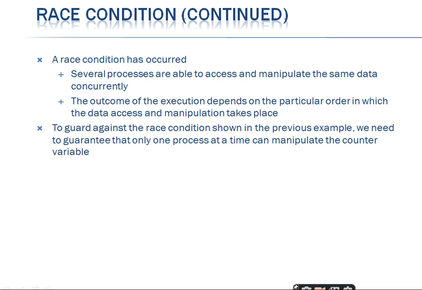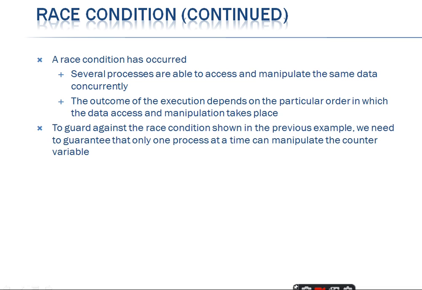Now a race condition has occurred. Since we are getting an inconsistent value, a race condition has occurred here. This means that several processes are able to access and manipulate the same data concurrently.